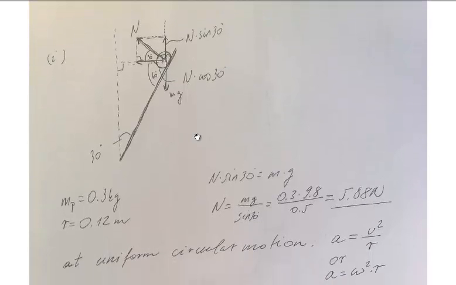Here is the figure. What forces do we have? Here is the normal force, it's perpendicular to the surface, and the gravitational force. We break down this force. We have a horizontal and a vertical component. Here is a right triangle. This is 30 degrees, so this is 60 degrees, and 90 minus 60, this is 30 degrees too.